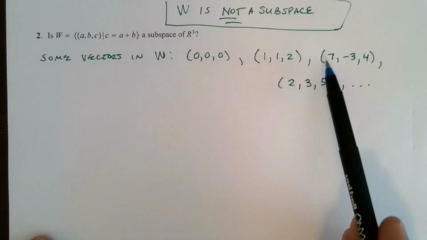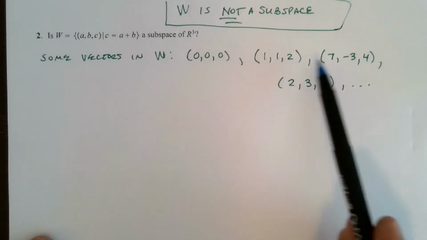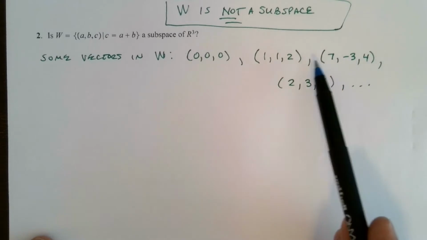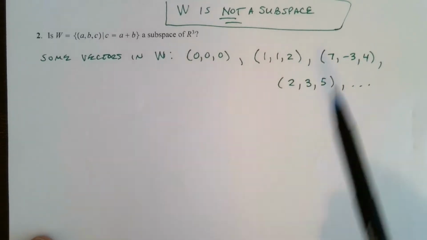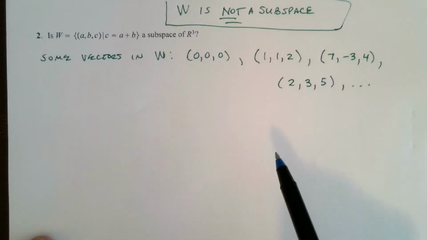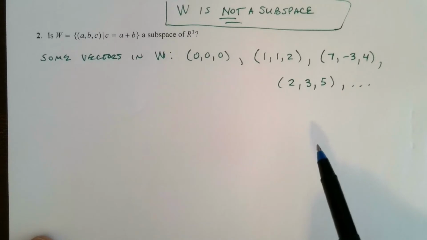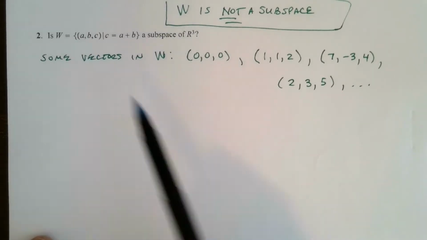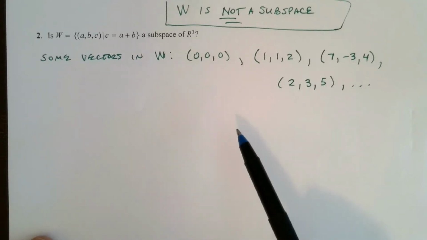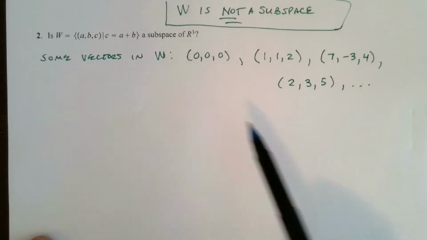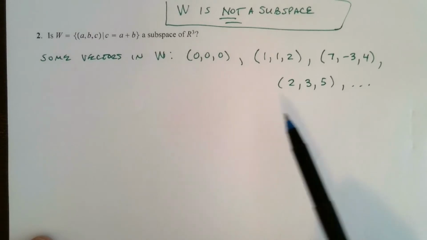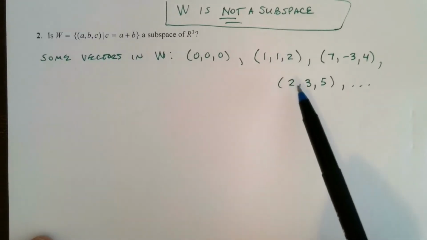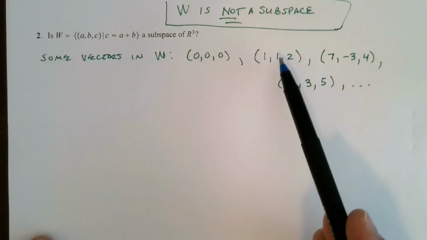1 plus 7 is 8. 1 plus negative 3 is negative 2. 2 plus 4 is 6. So I get that vector 8, negative 2, 6. Is the vector 8, negative 2, 6 in this set? Well, what is 8 plus negative 2? It equals 6. Yeah, it's in there. The sum of the first two components will be in there. Well, try another combination.